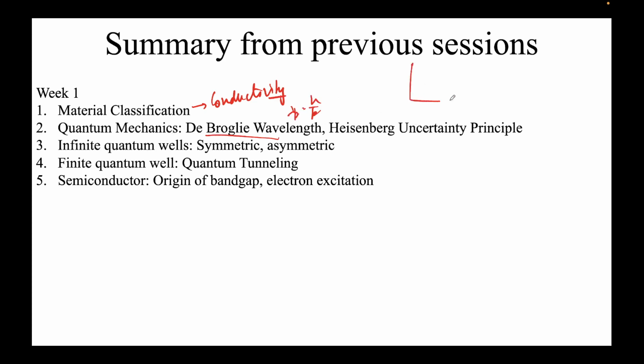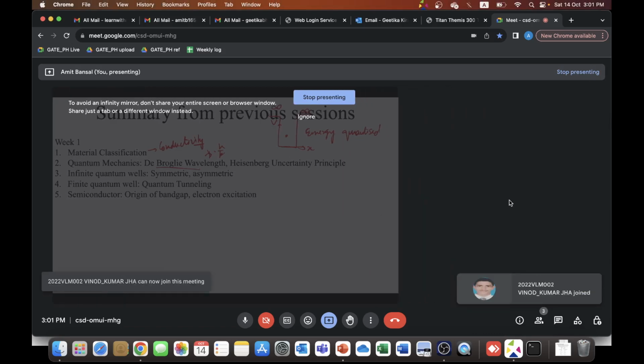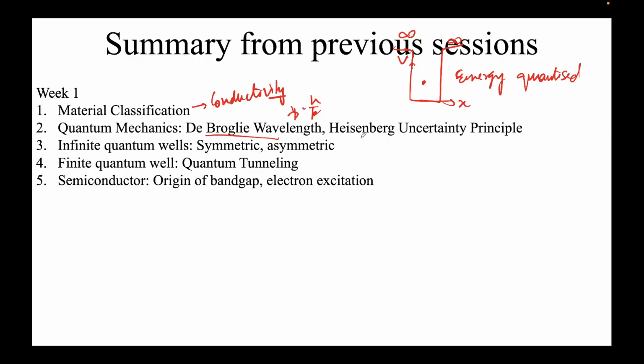A quantum well is essentially your potential on the y-axis and position on the x-axis, and we saw something like this. Infinite wells means this potential is infinity, and any particle which is here will become trapped. It cannot escape this infinite well, right? And here the energies will become quantized, which is quite different from what we encounter in the classical world, where we see that energies are a continuum. Then this is an asymmetric well from 0 to L. A symmetric well will be, let's say, from minus L by 2 to L by 2.